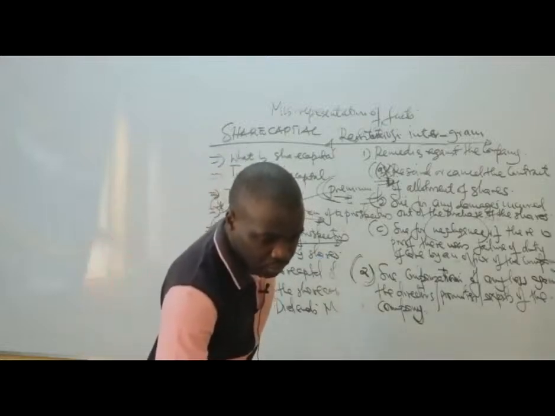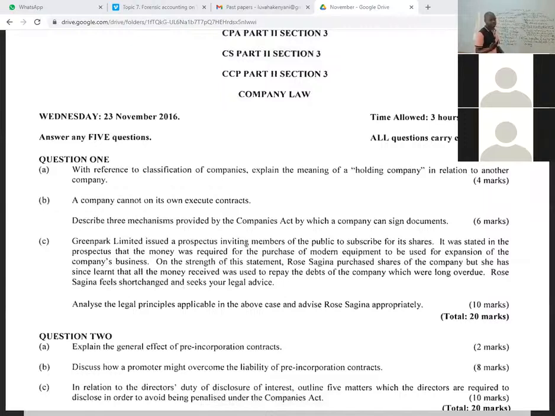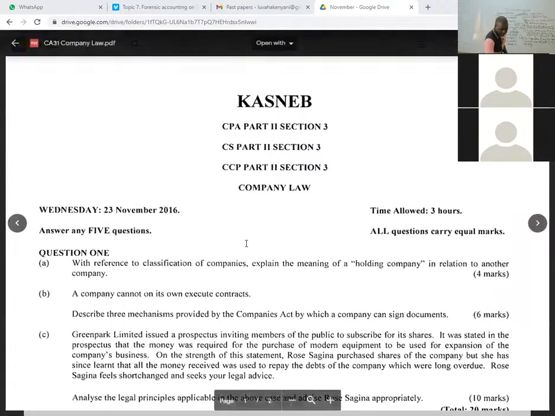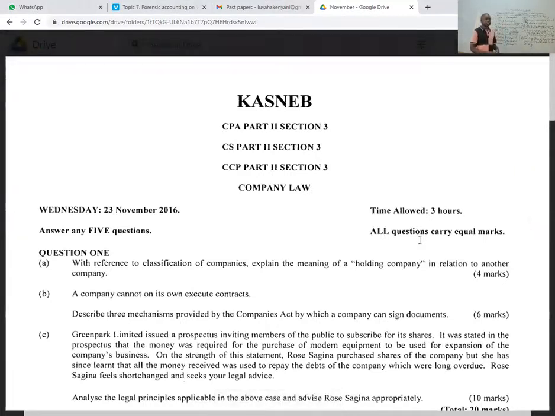So I think these other questions we're talking about, like the first one there, it is coming from classification of companies. It is saying, with reference to classification of companies, explain the meaning of a holding company. Explain the meaning of a company in relation to another company.